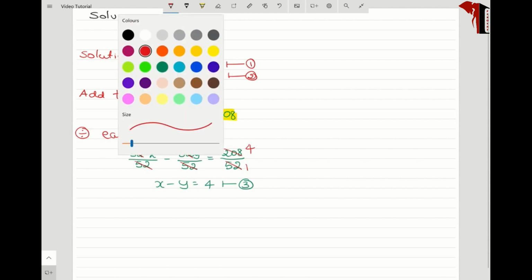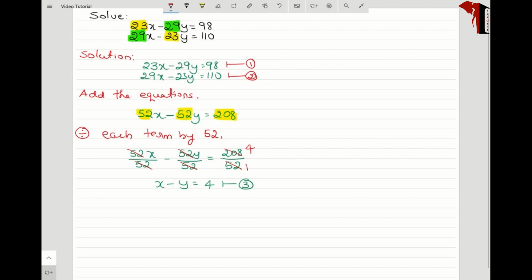Next, the addition is done. Now we are going for the subtraction, correct? So now subtract equation 2 from equation 1. Let us write the equation. See, equation 1 is 23x minus 29y equals 98, and the second equation is 29x minus 23y equals 110.